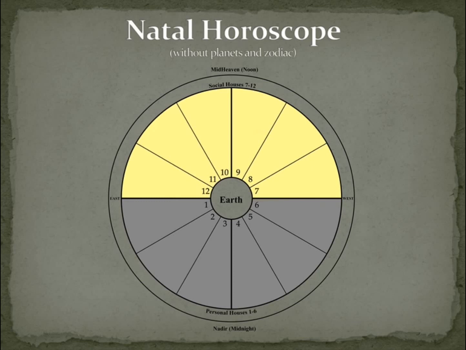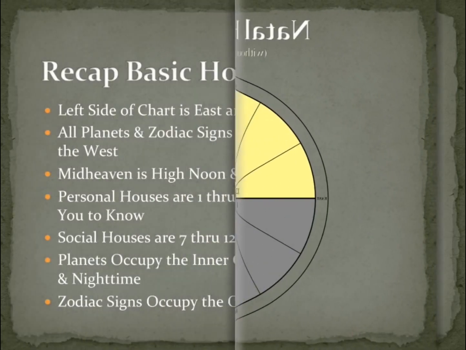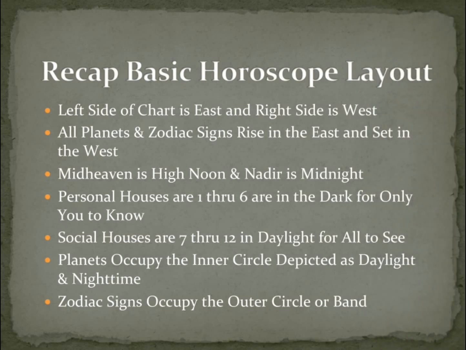From now on, anytime you look at a horoscope, I want you to imagine you're in outer space looking at the Earth from a distance, with planets and zodiac signs rising from the east towards daylight and setting towards night in the west. This is the basic framework of a natal horoscope, and it resides within all living beings on Earth. To recap the important components of a basic horoscope layout, they are as follows.